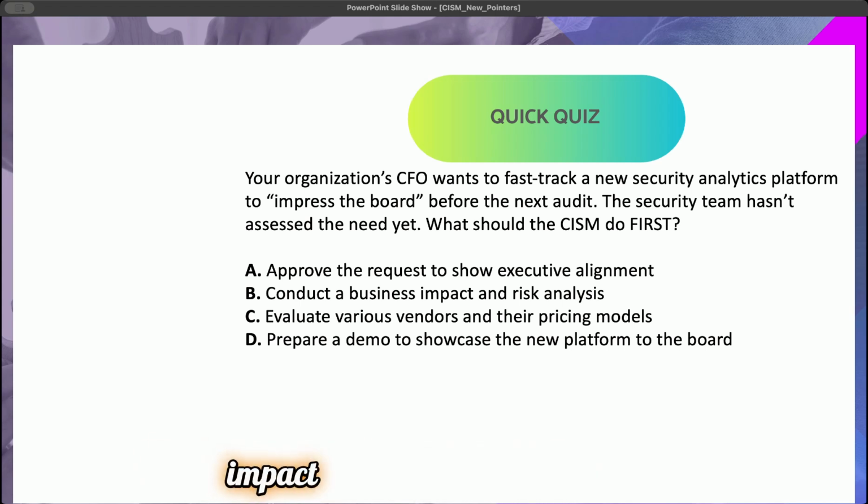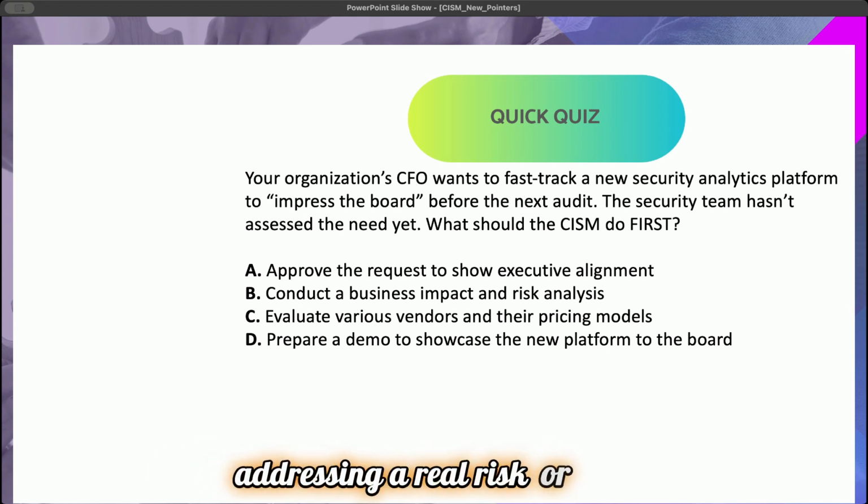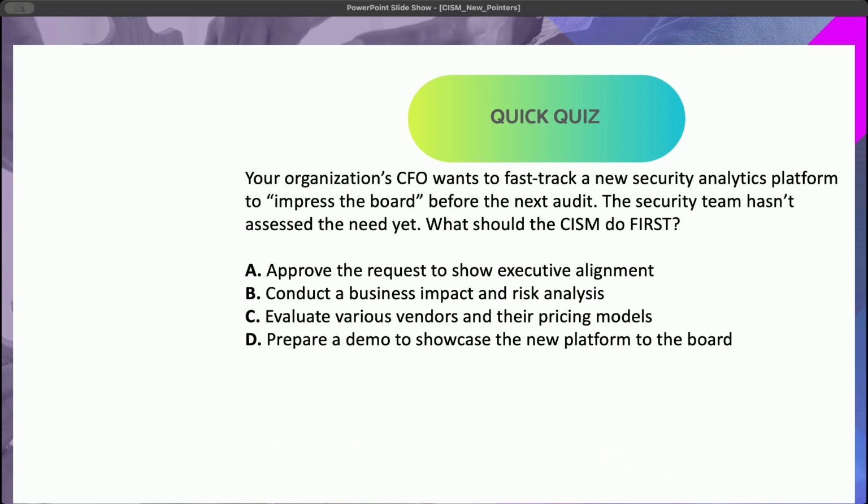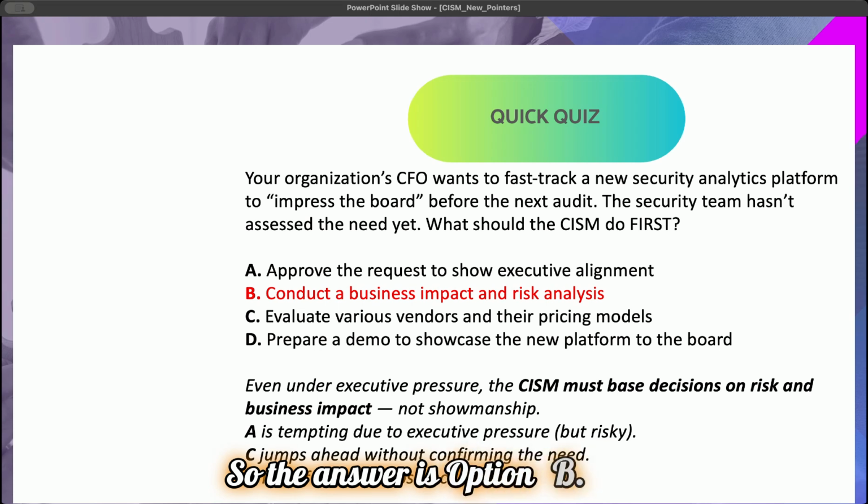Understanding the business impact or business context is also important, because we understand whether this tool is addressing a real risk or not, whether it's supporting audit readiness or not, and whether it aligns with the security program's objective or not, rather than just spending money on optics. So the answer is option B.